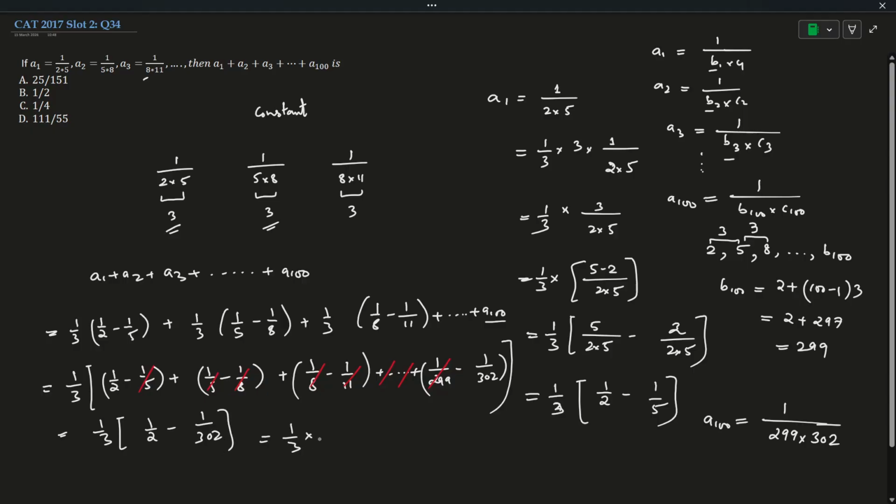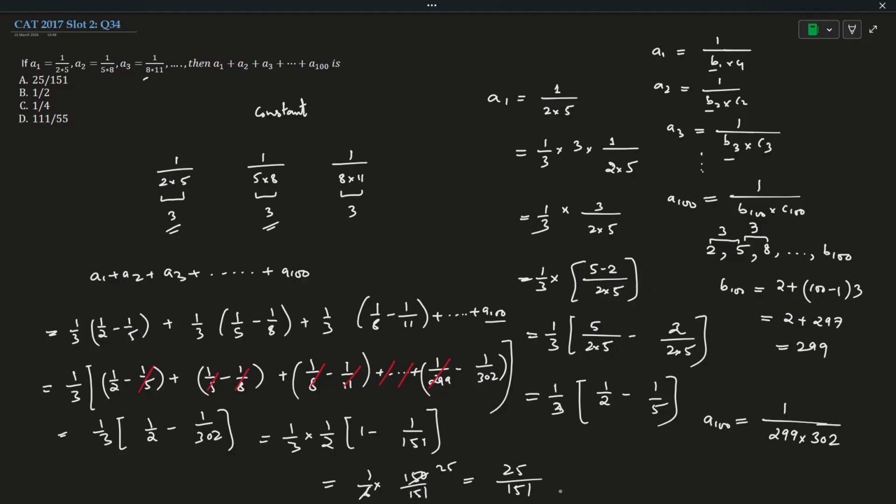So 1 by 3, I take 1 by 2 common, so I will be left with 1 minus 1 by 151, right? So this will be 1 by 6 into 150 by 151. This is divisible by 6, so 6 into 25 is 150, so this will be 25 by 151. This is the correct answer. So the correct answer will be option A.